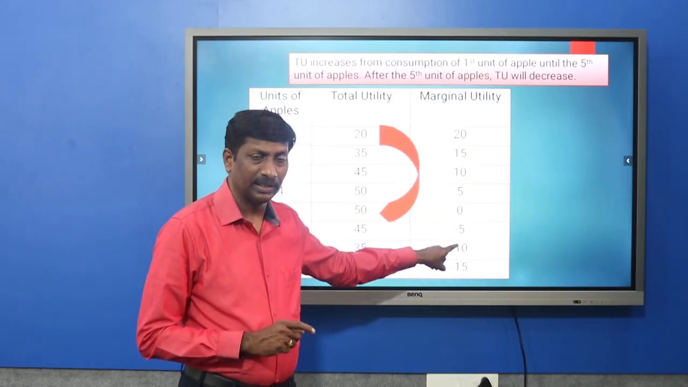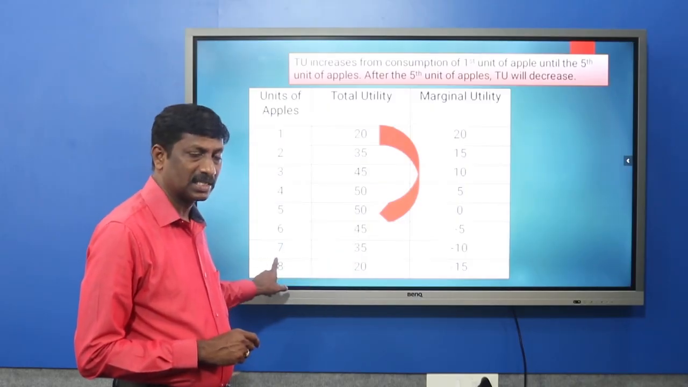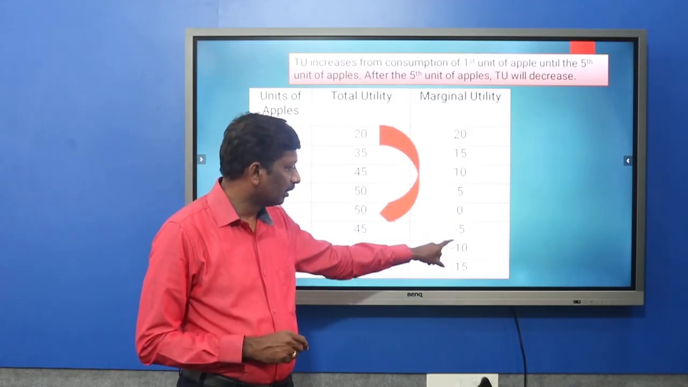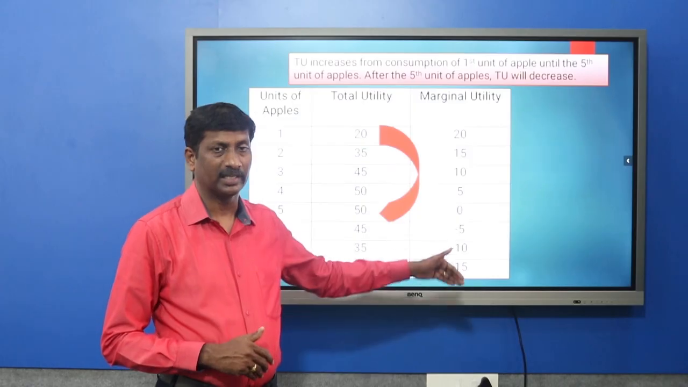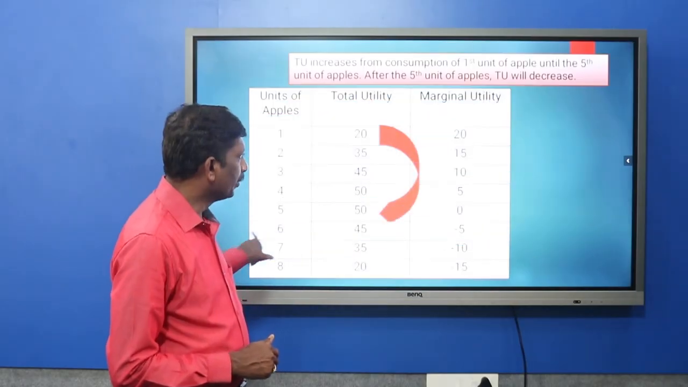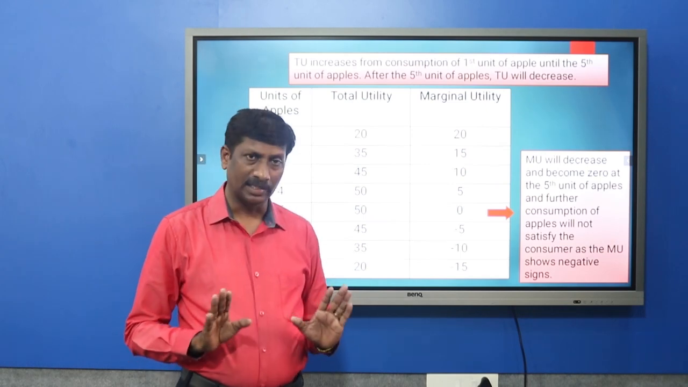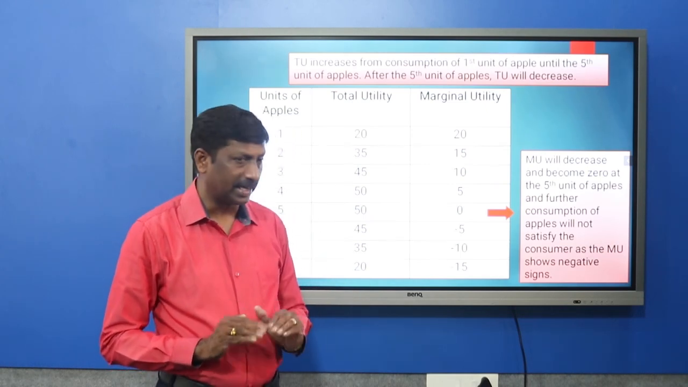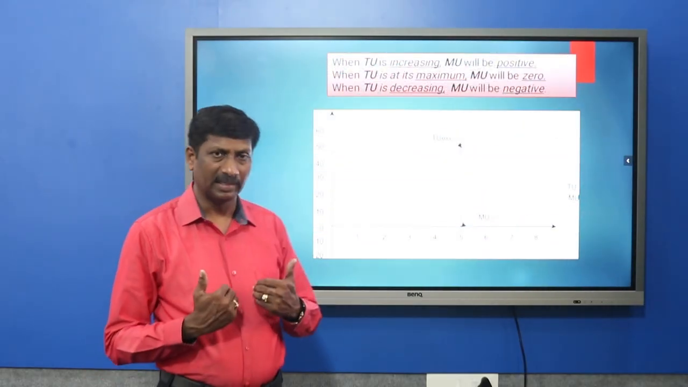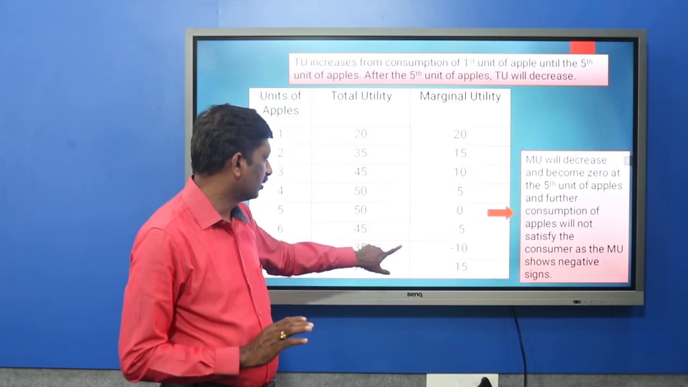When marginal utility is negative, total utility starts to decline. That is visible in the 7th apple consumption and also in the 8th apple consumption. So in such a consumption pattern, we can see that MU is negative and total utility starts to decline. So we have to say that marginal utility will decrease and become 0 at the 5th unit of apple, and further consumption of apples will not satisfy the consumer as the MU shows negative signs.